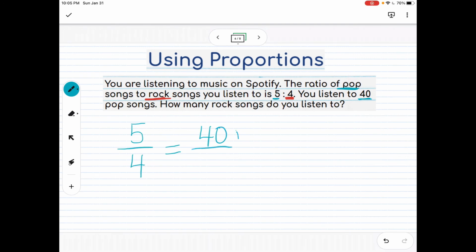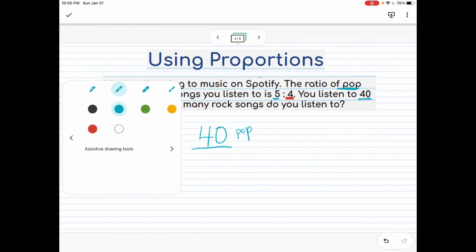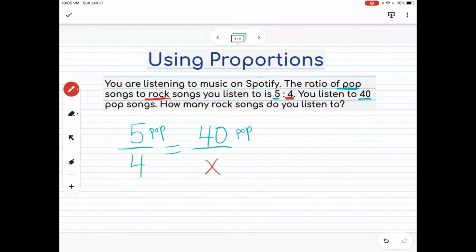Because these both represent pop. And what we're looking for, the question asks us, how many rock songs do we listen to? And that's what we're looking for. So I'm going to represent that here as X, which is just a variable. It's an unknown value that we have to solve for. Okay, so our next step here is we are just simply going to cross multiply, and that is how we solve for proportions. So we're going to multiply our diagonals here and our diagonals here to set up an equation that we will continue to solve.